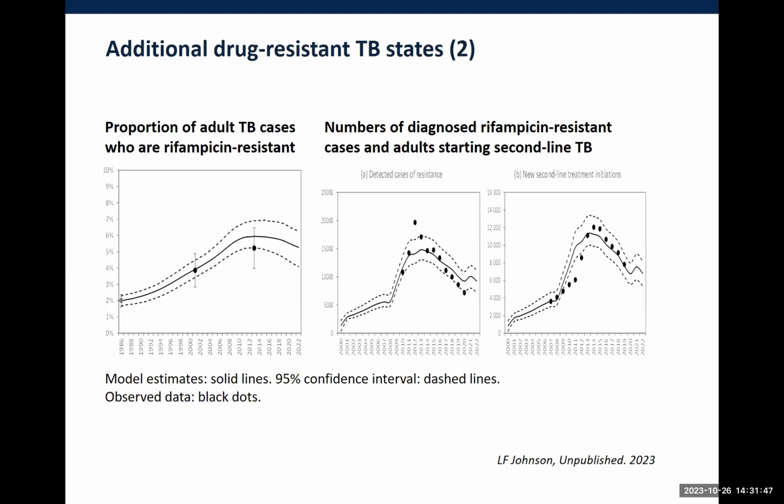And these are some of the preliminary calibration figures to these data. What is clear is that the proportion of TB cases with drug resistance was fairly consistent, but for numbers of diagnoses, particularly in the earlier years, the model was not capturing the trends, but the data was also looking fairly unstable. So that is yet to be understood and unpacked.